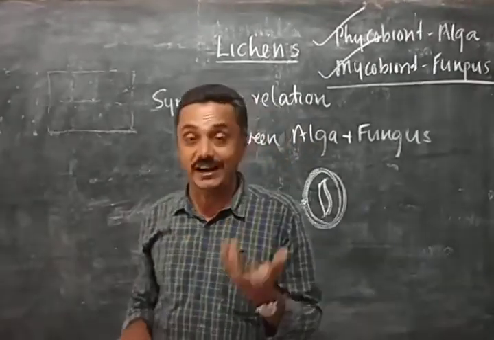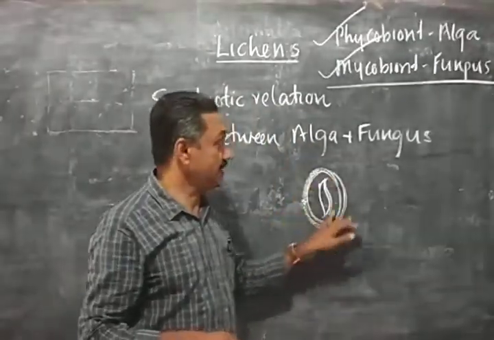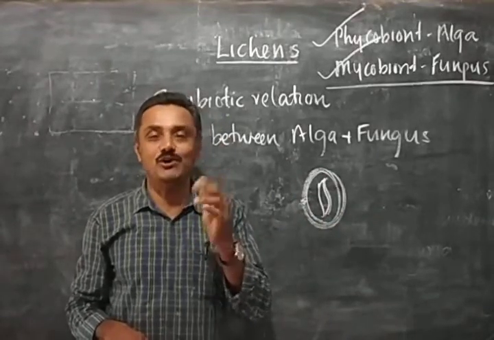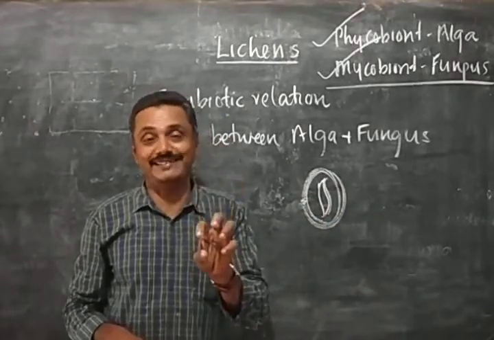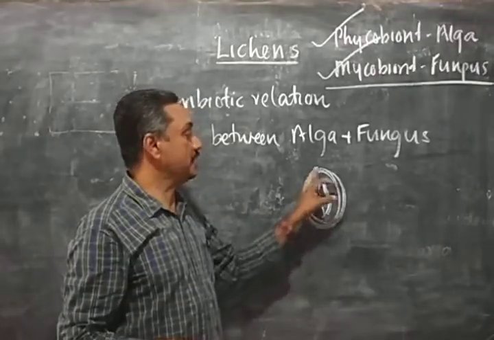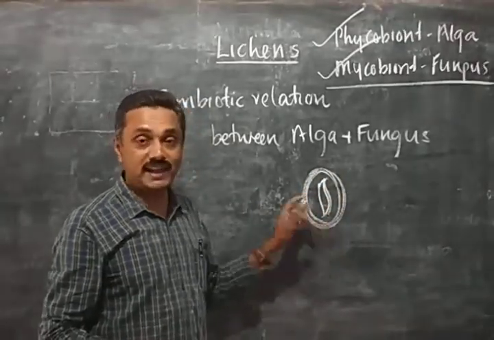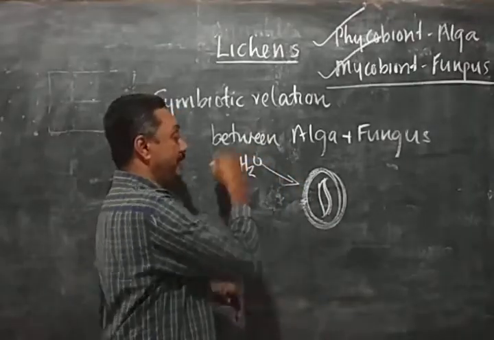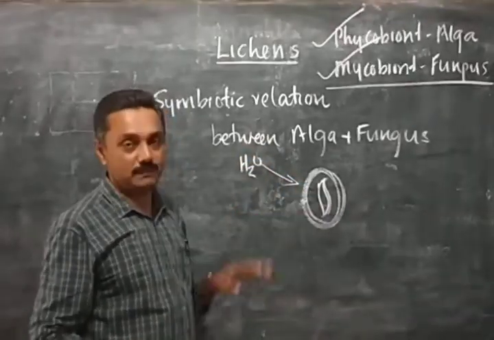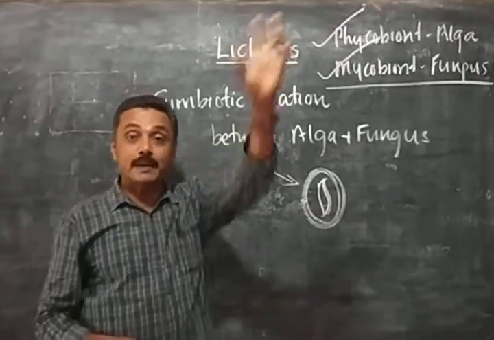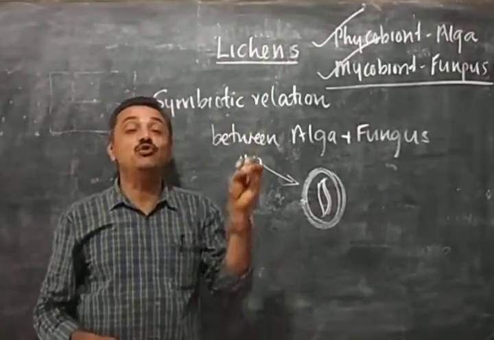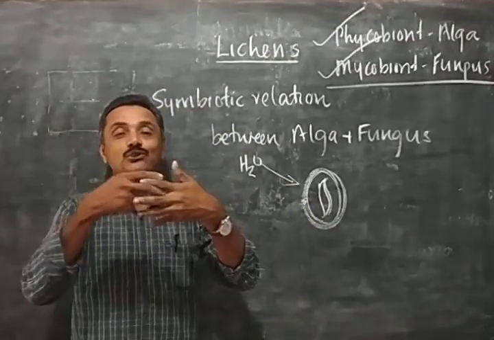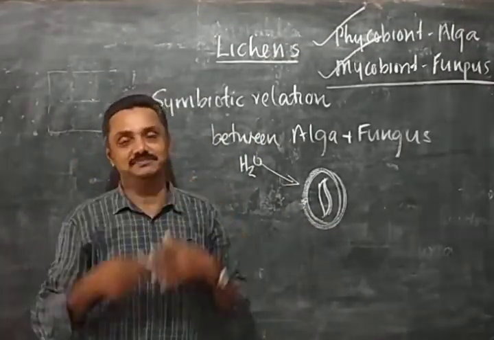What is the duty of fungus? Fungus protects the alga. You know alga is a very soft material, so it cannot live unprotected. Alga has to be protected, and it is protected by the fungus. Further, the fungus absorbs water and minerals and gives them to the alga. Alga prepares food and gives it to the fungus. Both are living together cooperatively.